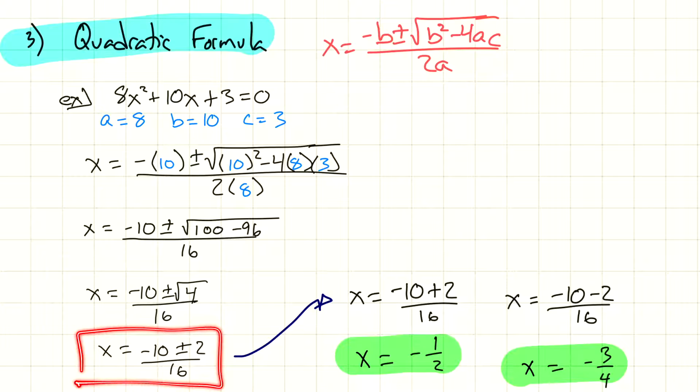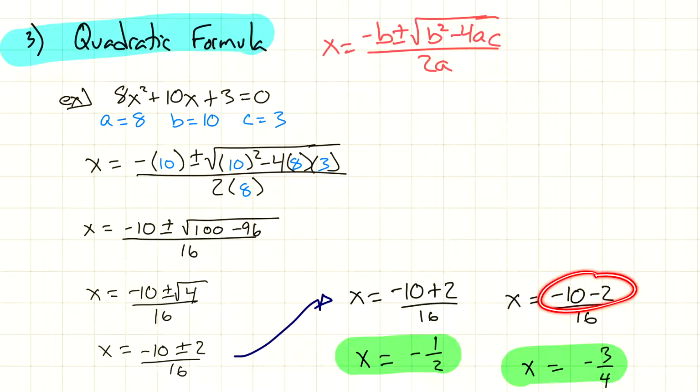And we're left with 2 answers. The positive version of it, where we have a plus 2 and a minus 2. So negative 10 plus 2 over 16 is negative 1/2, and negative 10 minus 2 is negative 12 over 16, which is negative 3/4. So this works out to nice numbers also. No square roots in your answers. So this is a good solid example that gives you nice answers.